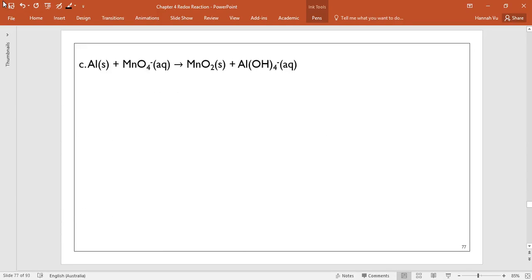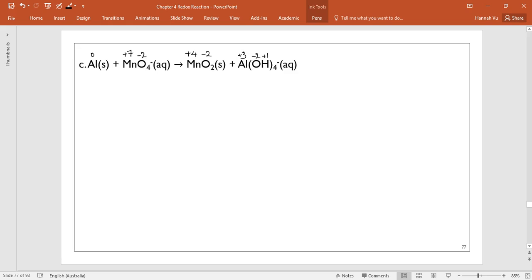And there is another part, which is part C. And I think the fact that this is a basic condition is quite obvious in this part, with the presence of OH minus here. Okay, so we have 0 for aluminium, -2, +7 for manganese, -2, +4, and this is +1, -2, +3.